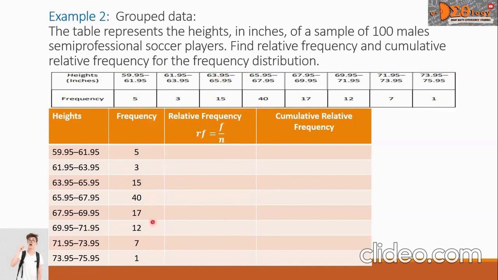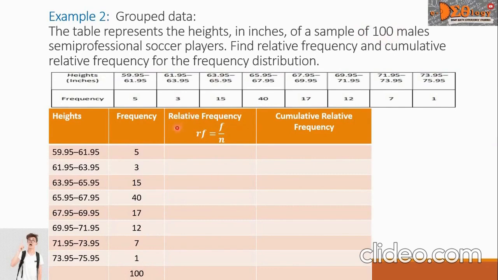Next, we're going to find the total of the frequency, and this is equal to 100. This is based on how it is described in the problem that there must be 100 male players.